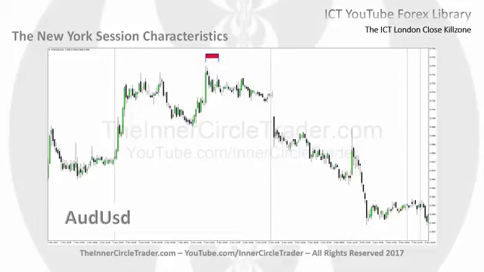So there are characteristics that are important for the New York session. Typically what you'll see is the continuation of what's seen in London overnight. If we're bullish in London, we would expect to see New York continue moving bullishly as well, and then London close be the high of the day. If we've seen London bearish, then New York bearish, we're going to be looking for London close to be the low of the day. Between 10 o'clock and noon, we'll expect to see the low of the day form.